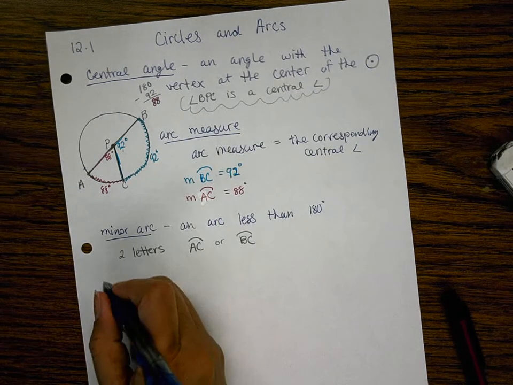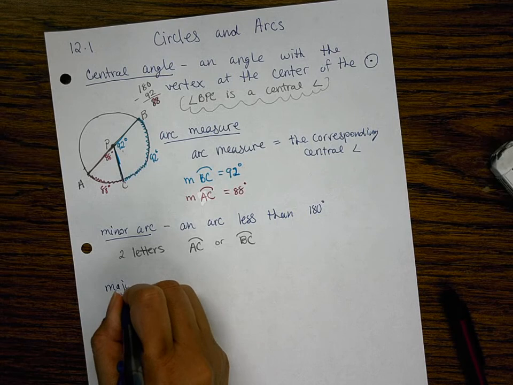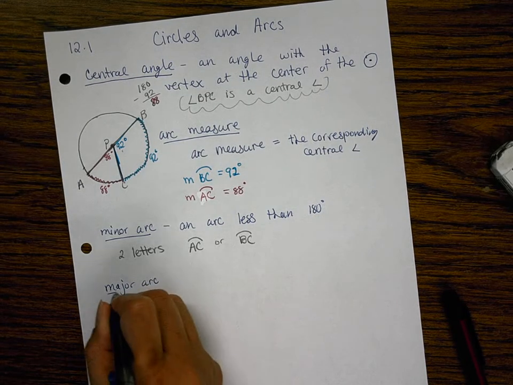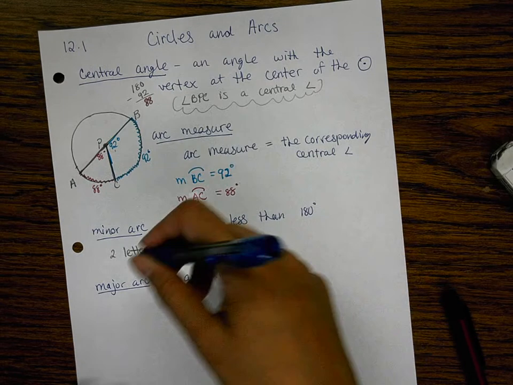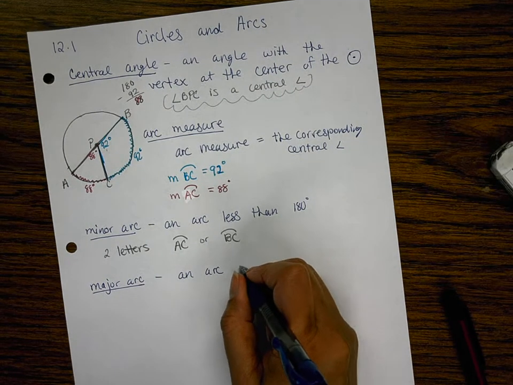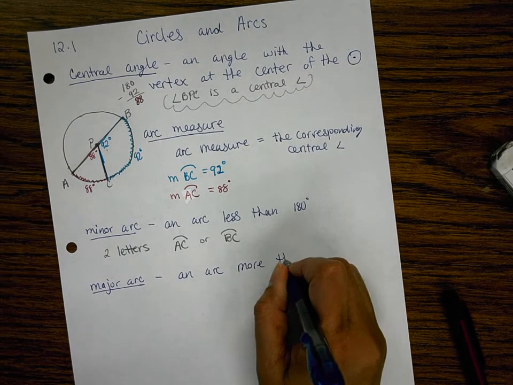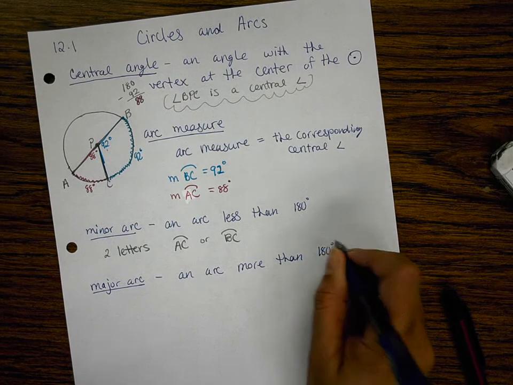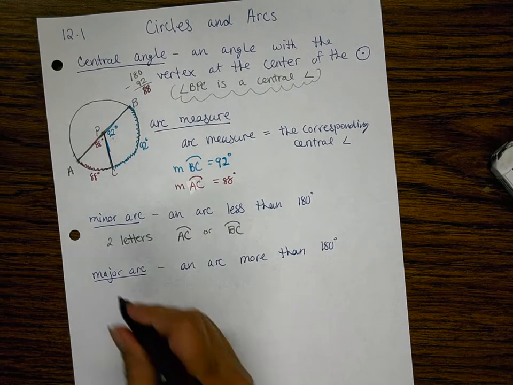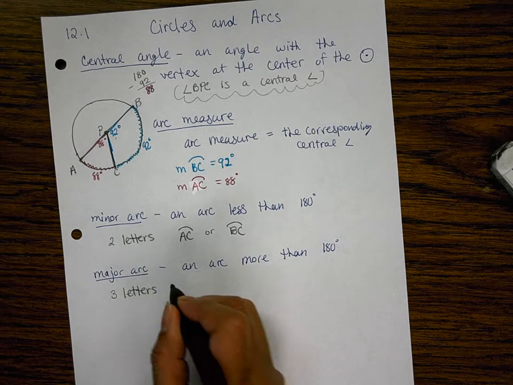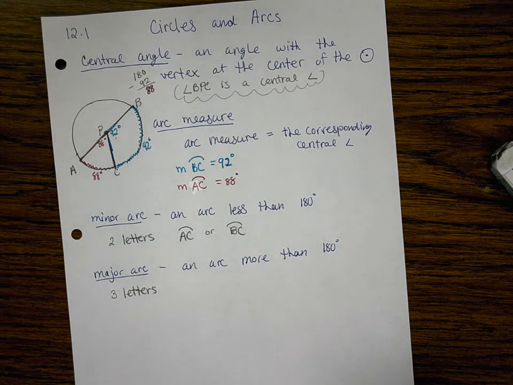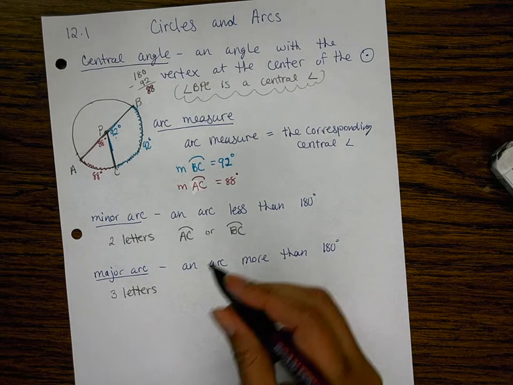Okay, major arc is, obviously opposite of this, an arc more than 180 degrees, greater than 180 degrees. And we will use 3 letters. So, an example of a major arc, there's a few of them in this picture, but I'm going to label one, is ADC.